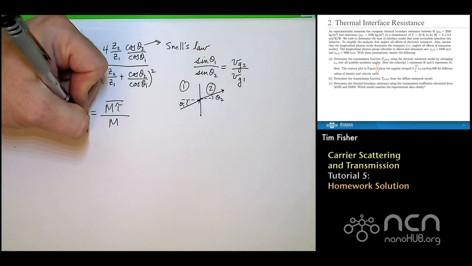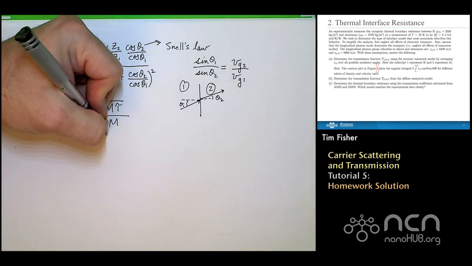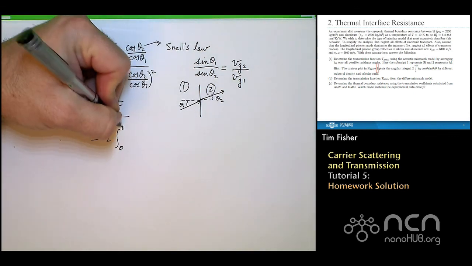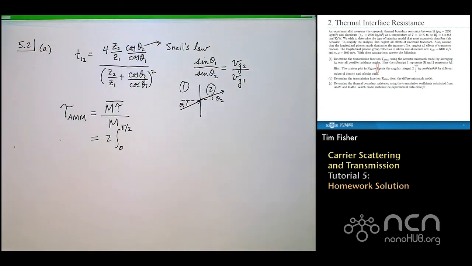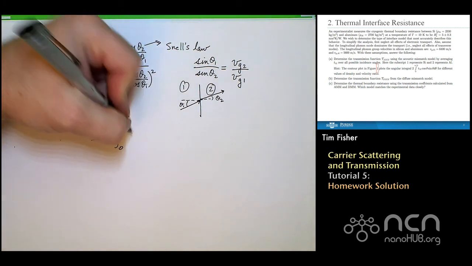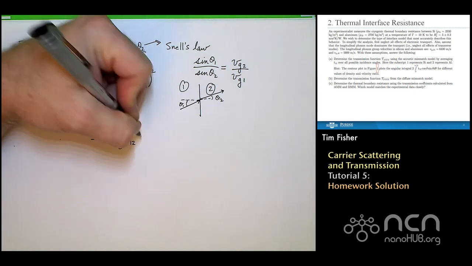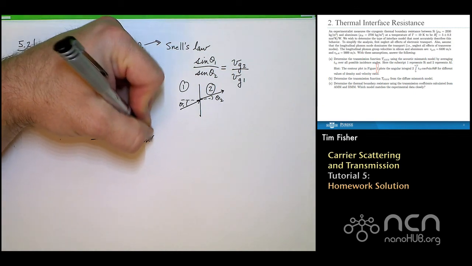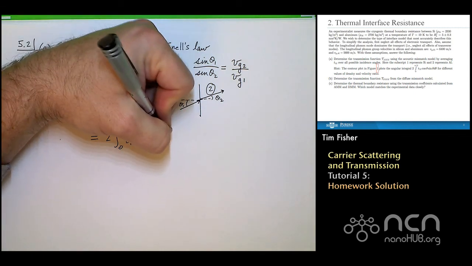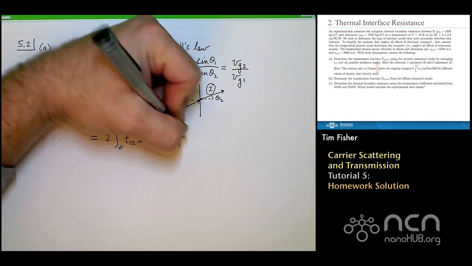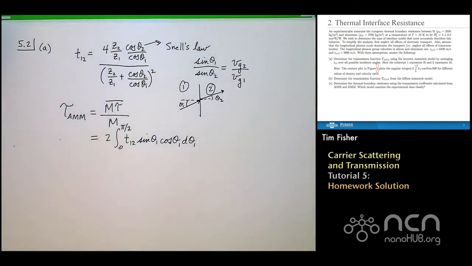Well, this is going to equal 2 times an integral from 0 to pi over 2. The only reason I'm having that factor of 2 is that I'm using symmetry here. So we're actually integrating over all of these angles from minus pi over 2 to pi over 2, but because the problem is symmetric, we can make it a bit simpler. And so that's going to equal T12 times the sine of theta 1 times the cosine of theta 1 d theta 1.